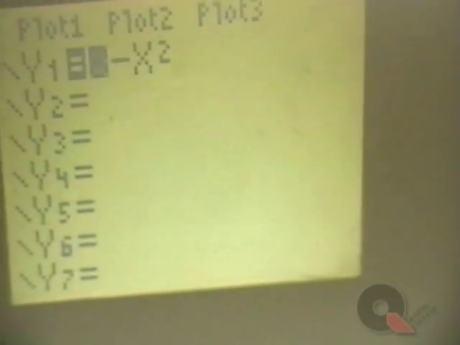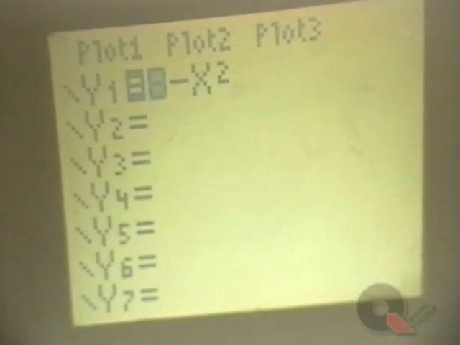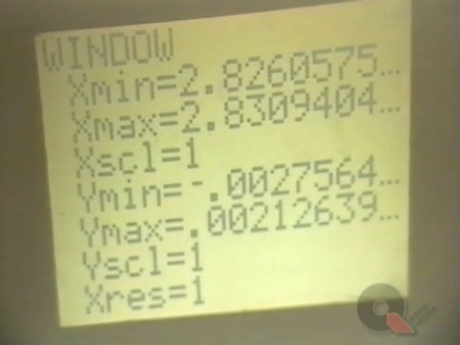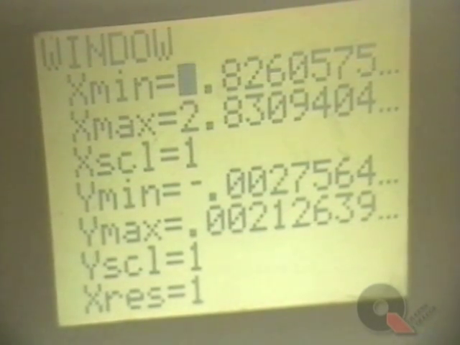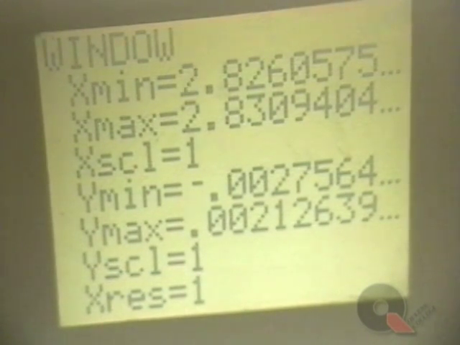Now, if I press window now, okay, the window has been altered because when you zoom in, you mess up the window. In other words, remember the window is what you're viewing on the calculator. Every time we press zoom, we looked at a blown up version of a smaller portion of the graph.